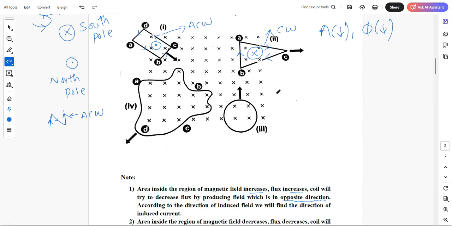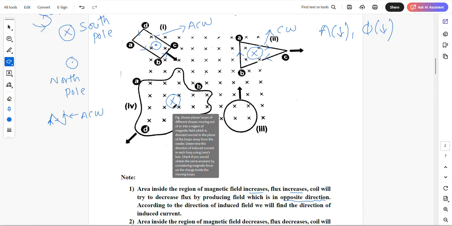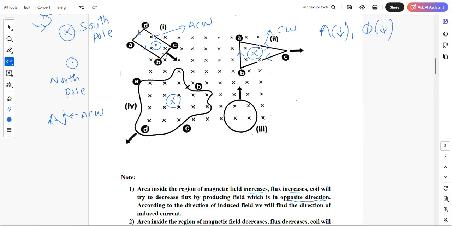Now see the third one. Again, area is getting decreased because this loop is coming away. Since the loop is coming away, area decreases and flux decreases. Therefore, B induced will be of the same direction. South pole, therefore it will again be clockwise. Induced current will be in the clockwise direction.